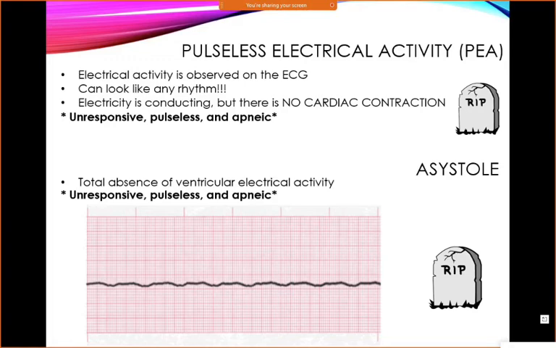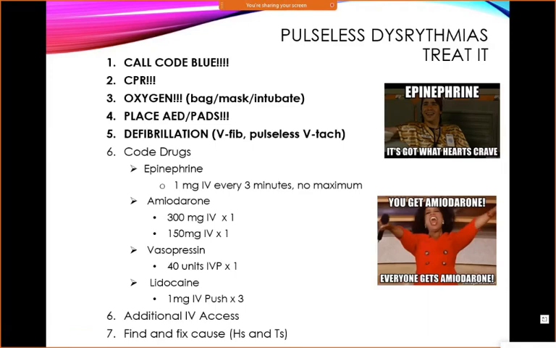You can have a perfectly normal, I didn't put a picture of pulseless electrical activity because it could be anything. It could be a block. It could be a normal sinus rhythm, but there's no pulse. So on that one, it'll say there's no pulse with this rhythm. And pulseless dysrhythmias, you've probably gone over before.